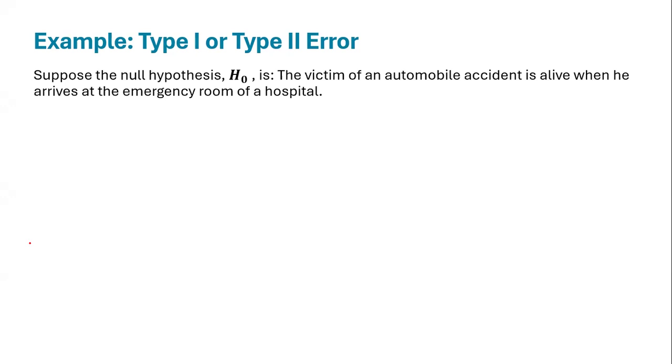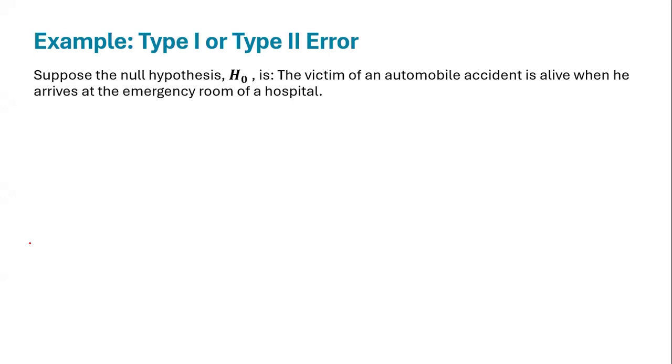Another example, suppose that the null hypothesis, or H naught, is the victim of an automobile accident is alive when he arrives at the emergency room of a hospital. So when the null says the victim is alive when he arrives at the emergency room, the alternative is that the victim is dead when he arrives to the emergency room. It's not alive.